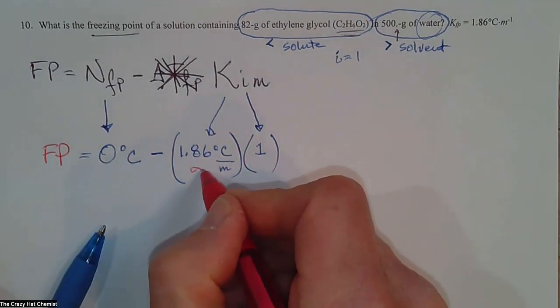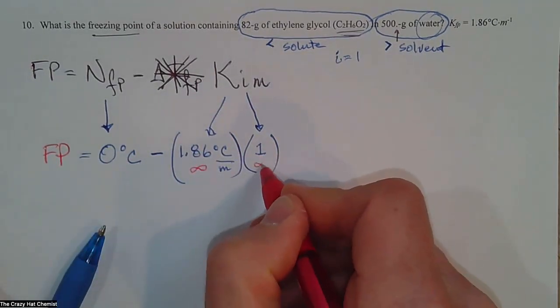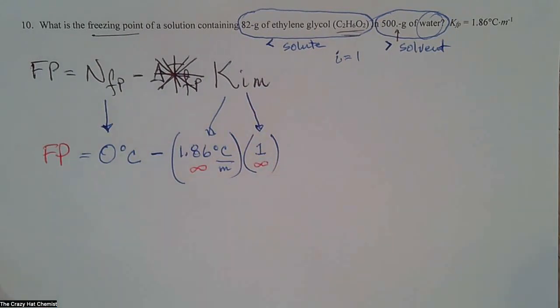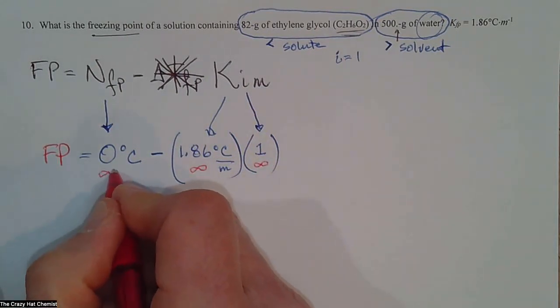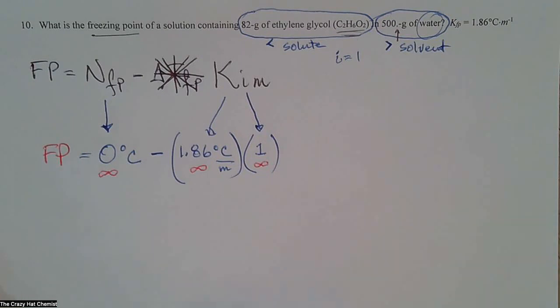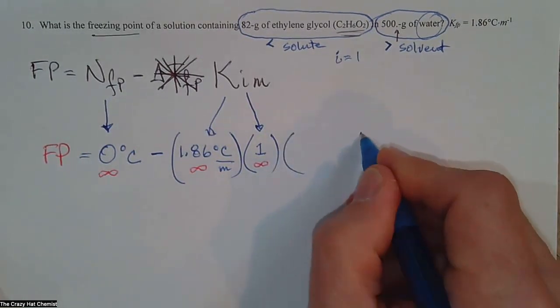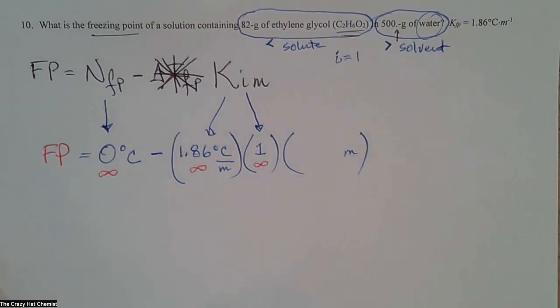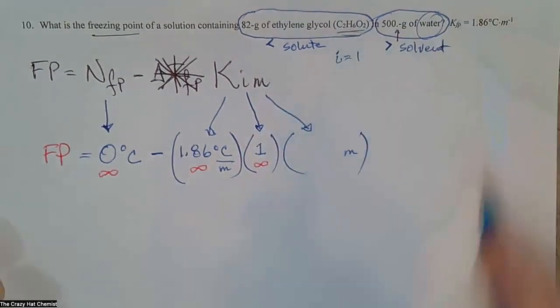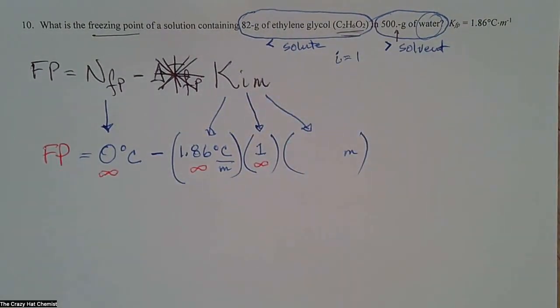We'll assume that this constant is infinite. We'll assume that this is a counting number, which it is, and that's constant. And this is an exact number, and that is also infinite. Now what I have to do is get my molality, and that will be my next part in the chem. All right, so here we go.